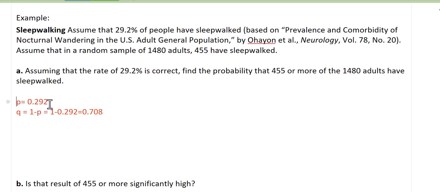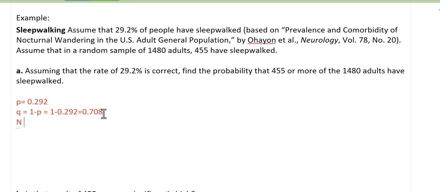So we have our P, which is the probability of successes, and Q, which is the probability of failures. So they should add up to 1. And then our N is the size of the sample, so 1,480.